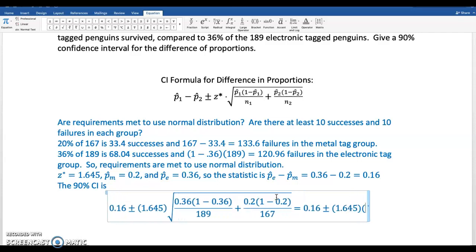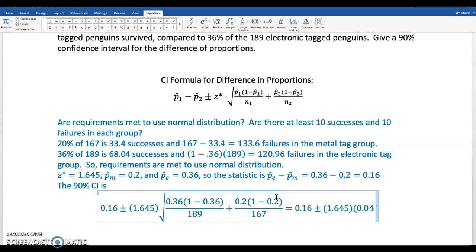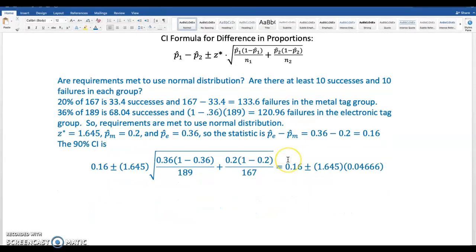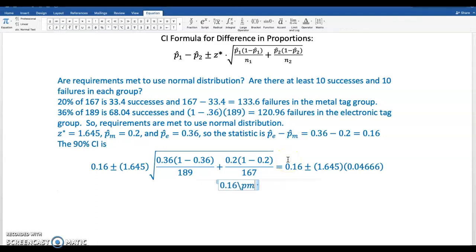If you throw this in your calculator, oh, sorry, I had this earlier. Let me go double check. I got this to be about 0.04666. And finally, multiply those together: 0.16 plus or minus, multiply the z star times my standard error, 1.645. I get this to be about 0.076755, and so on. So I'm going to write this as an interval.